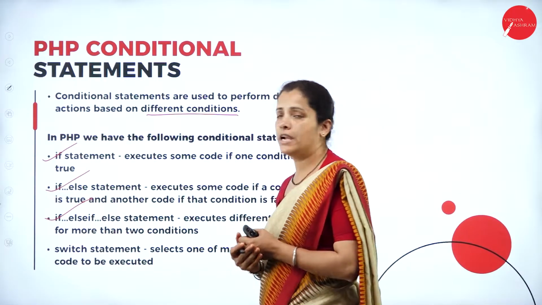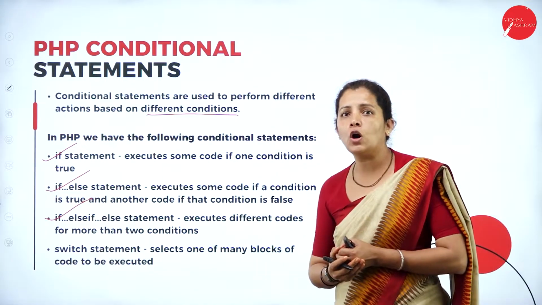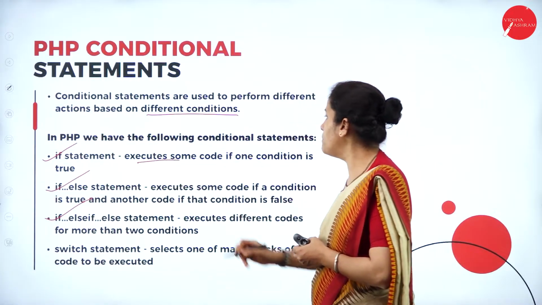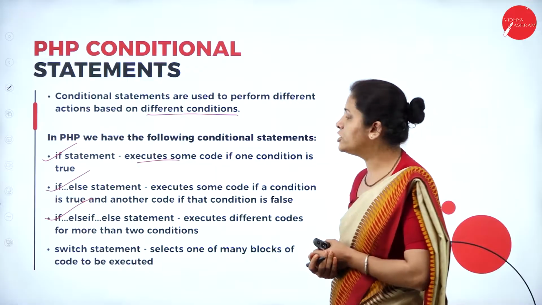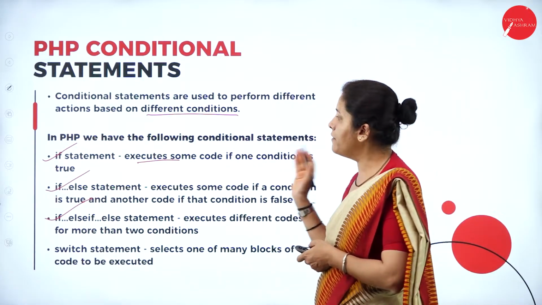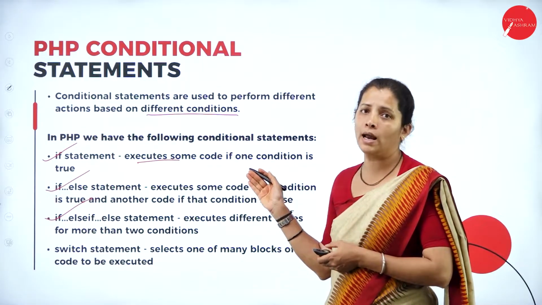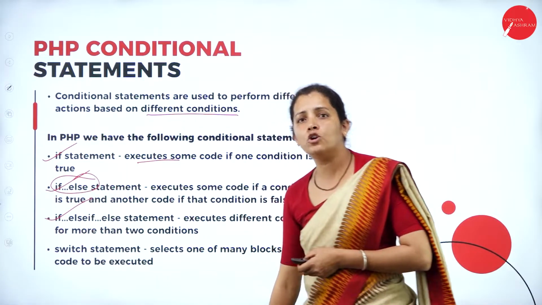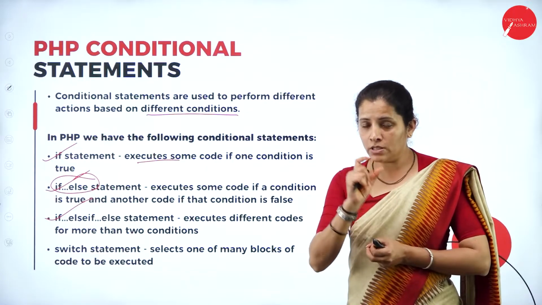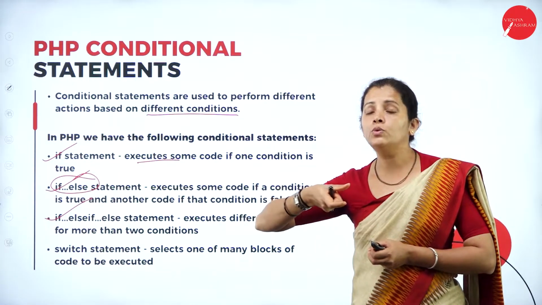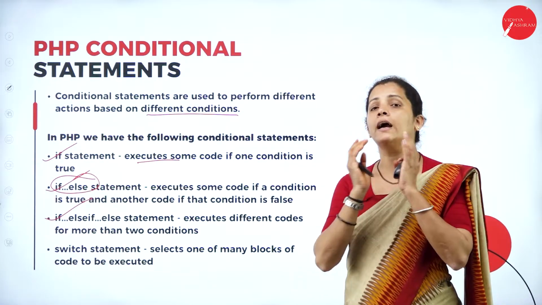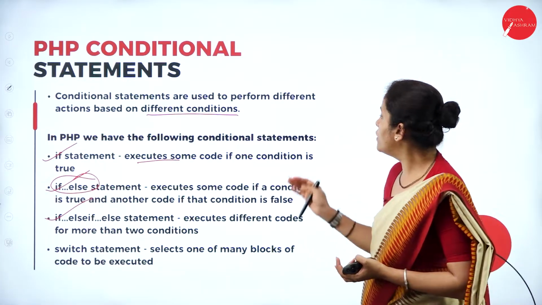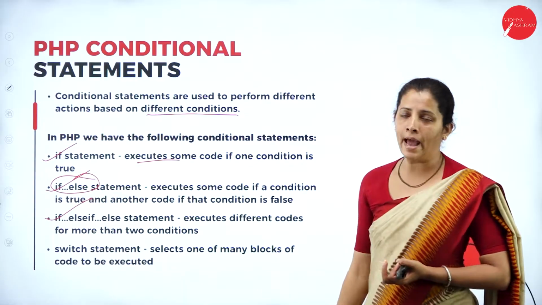So what is the if statement? It's also called one-way branching. It executes some code if one condition is true. So in the if statement, I'm going to have only one condition. Then what about if else? I have two possibilities. Suppose if the condition is true, I'm going to perform some action. If the condition is false, still I'm going to perform some action. So it is called two-way branching.